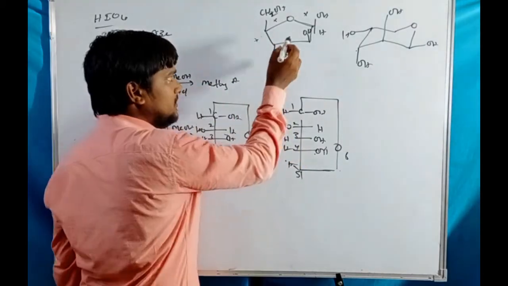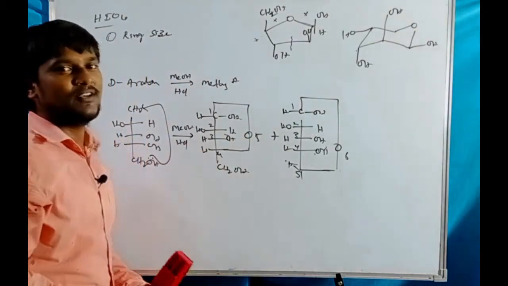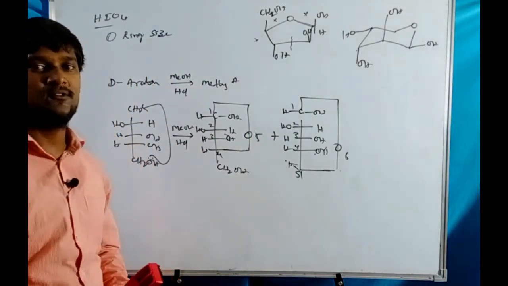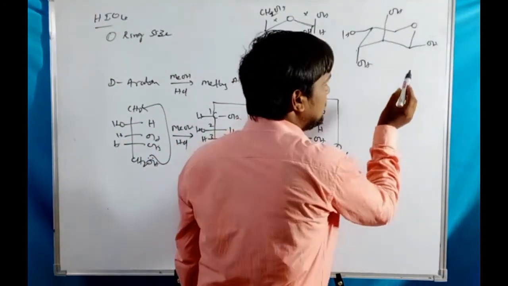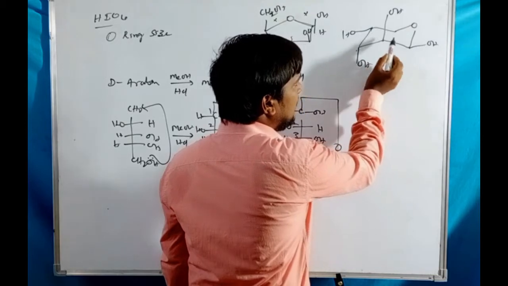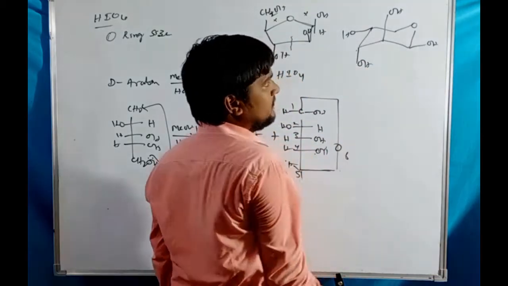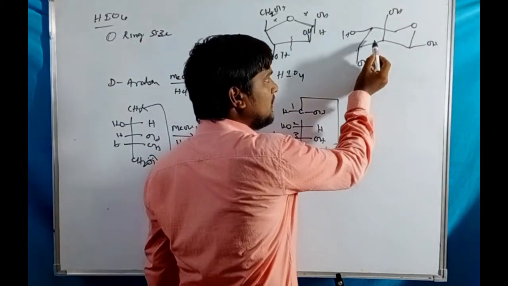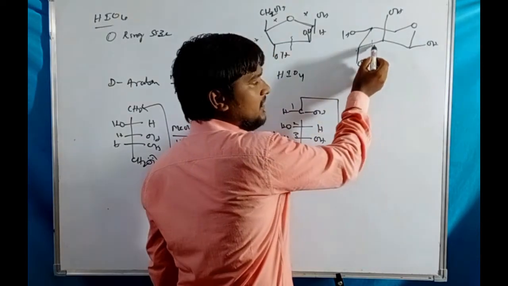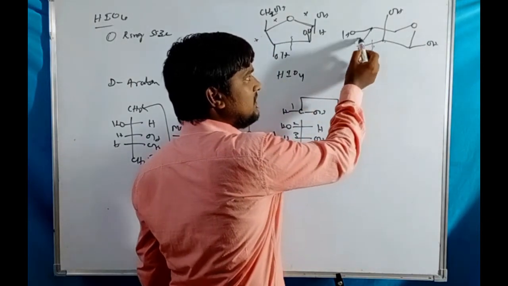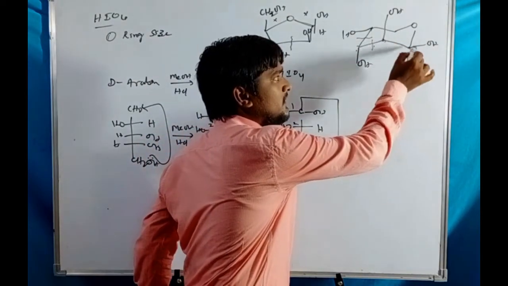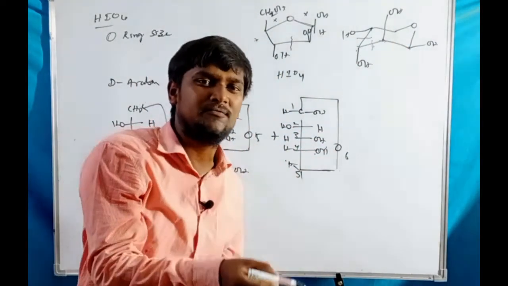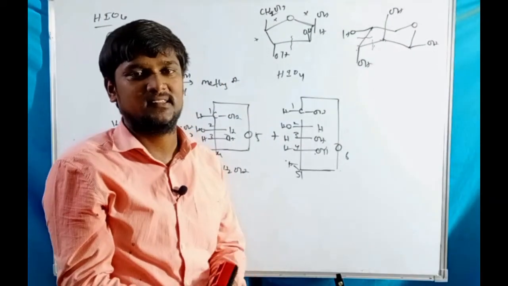The furanose ring consumes only one mole of HIO4. The pyranose ring will consume 2 moles of HIO4. Now here there is one mole of glycol, and here is another mole of glycol. So this carbon cannot react. Here it is a 1,2 diol, but it is in the form of an acetal, that's why it cannot be oxidized.